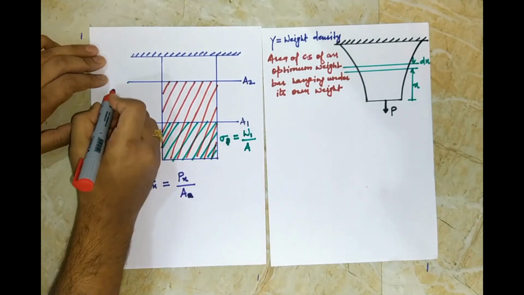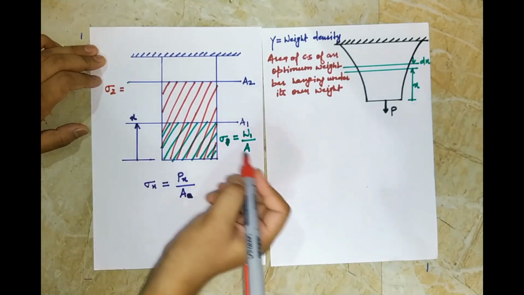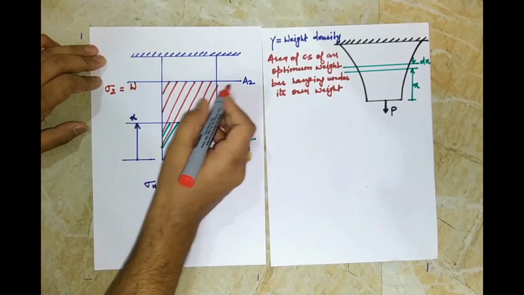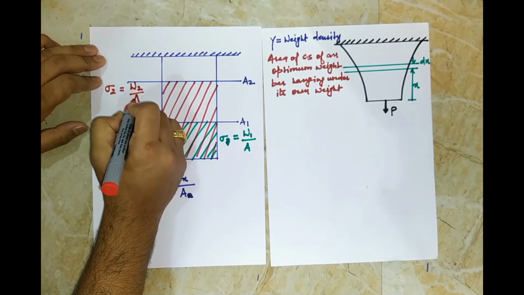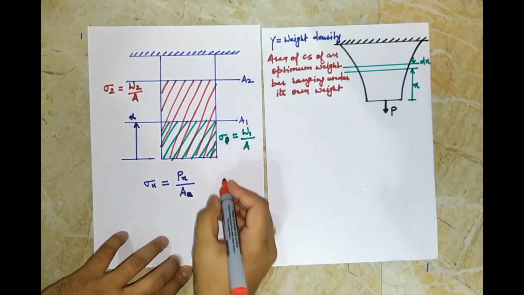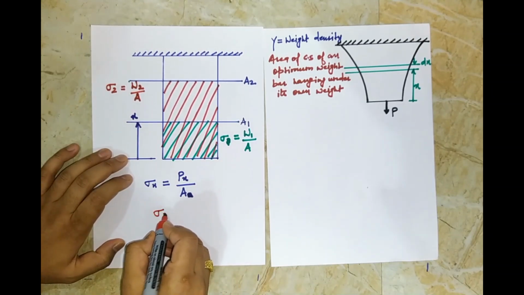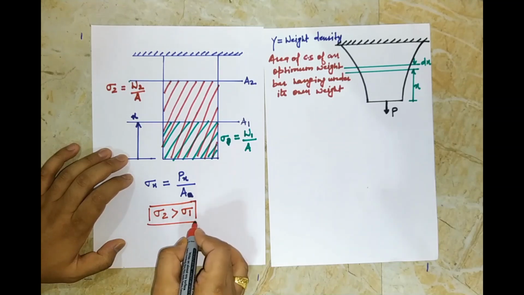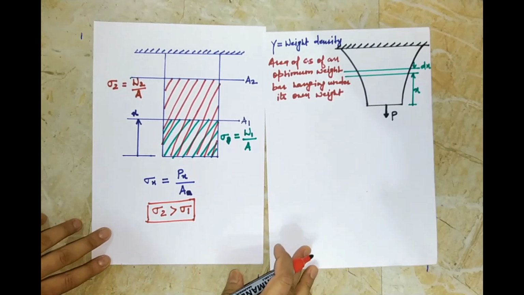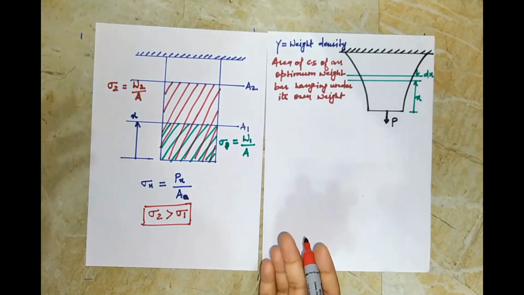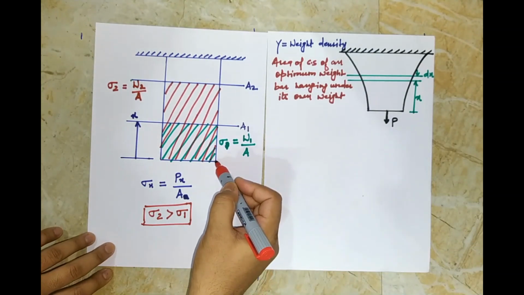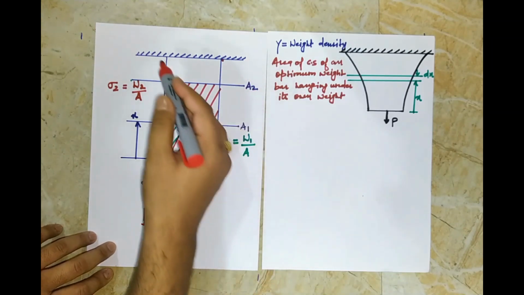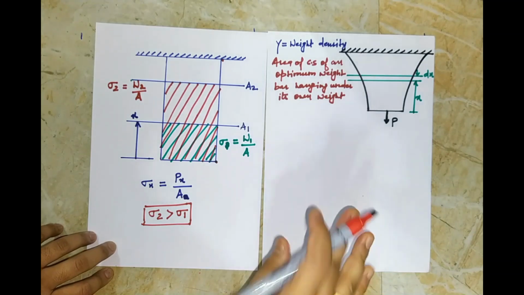Now if we calculate the stress at 2, it will be equal to the weight of the bar up to A2 divided by area. So obviously here we see that sigma 2 will be greater than sigma 1. So we see that throughout the length of the bar, the stress varies, increasing from 0 here to maximum here. This means that the whole bar is not uniformly stressed.